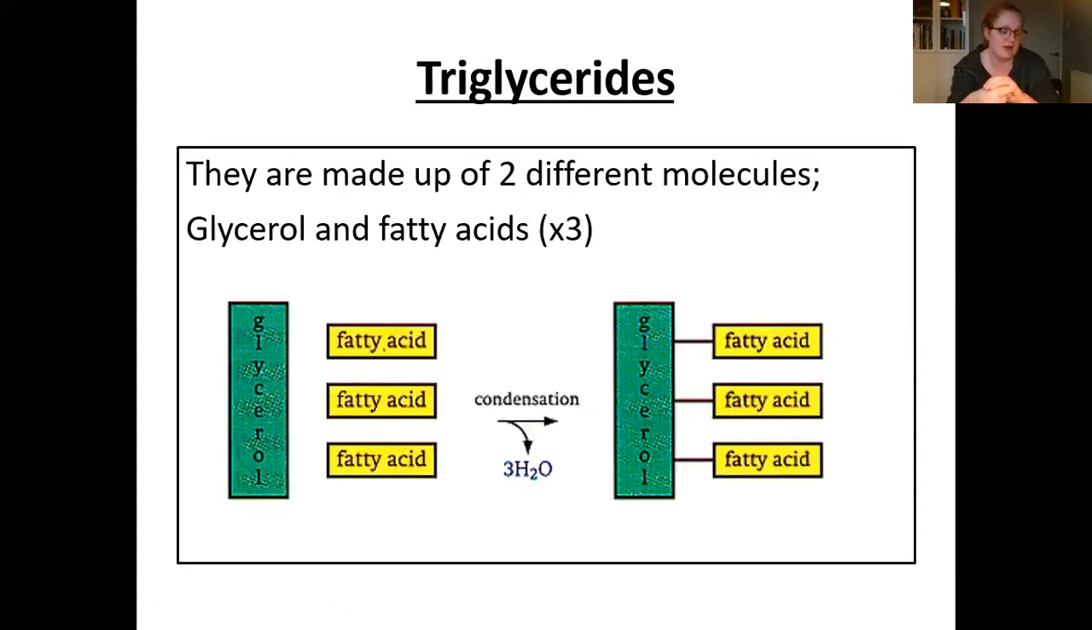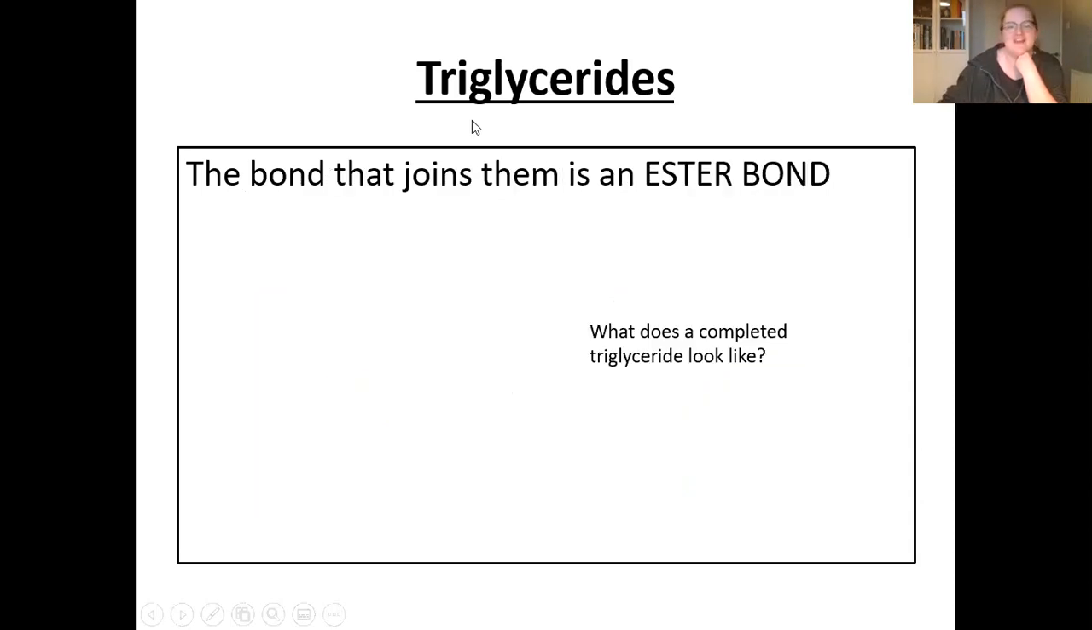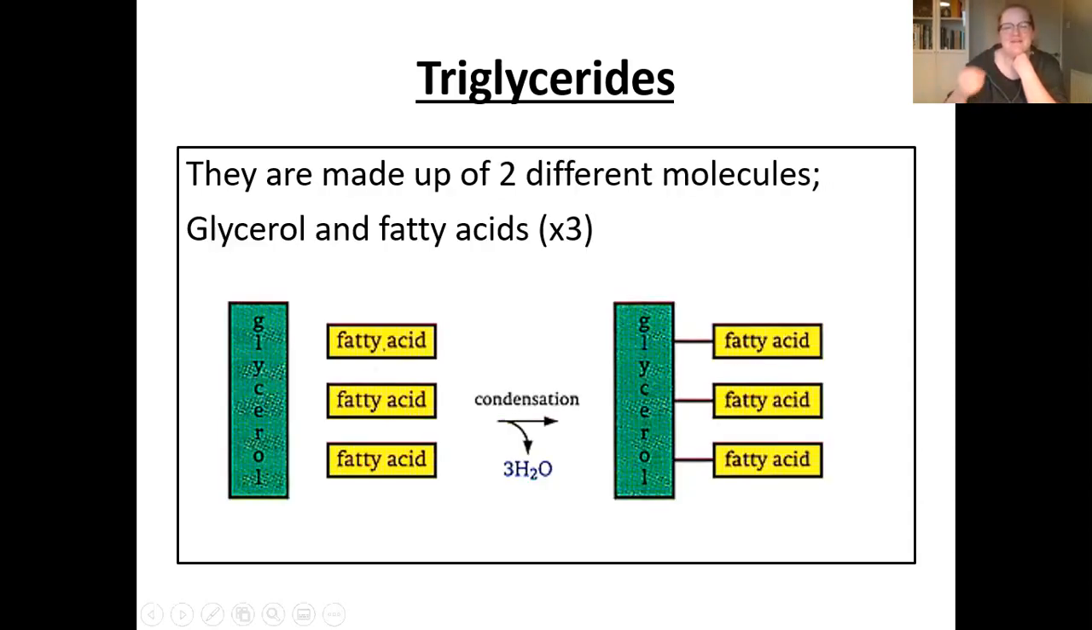The first one we're going to look at is triglycerides. Triglycerides are made up of just two different molecules: a glycerol and 3 fatty acids. So again, we have that prefix giving us a clue. We have the prefix tri involved here, tri meaning 3. So in triglycerides, we have 3 fatty acids to 1 glycerol.